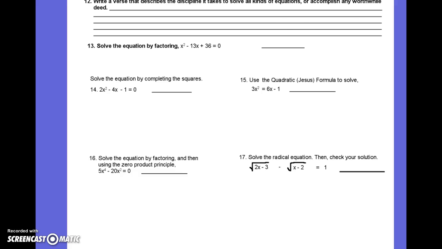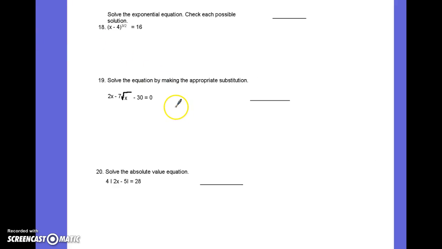Let's look for this one which takes substitution. Oh, here it is, number 19. There might have been some questions on that one. What we want to do here, we want this to look like a quadratic. So the objective here is for it to look like ax squared plus bx plus c equals 0. This is what we want it to look like. It doesn't look like it right now.